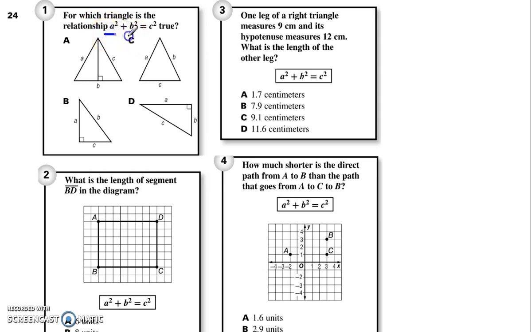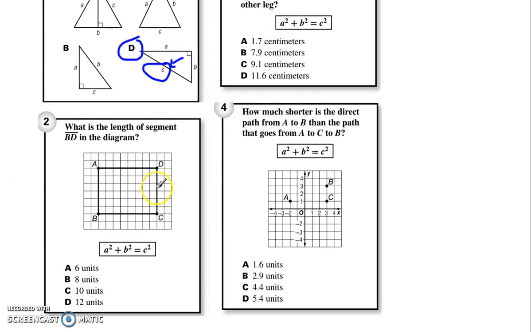Here. Very important. Although both of these are right triangles, only one of them has C as the longest side, opposite the right angle. Very important. Make sure you're paying attention to that. Whoa, C is the longest side. The length of segment BD. Okay? Sometimes it helps to draw that.